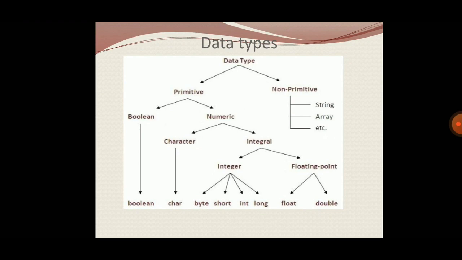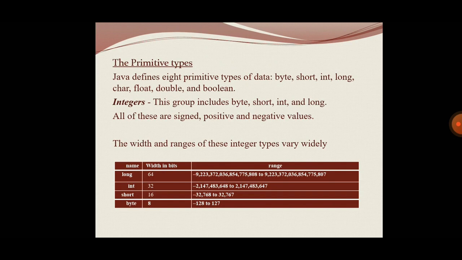So we are having different data types. Here we are having primitive and non-primitive. Under primitive we are having boolean and numeric. Under numeric we are having character and integral, and integral we are having integer and floating point. Under floating point we are having float and double, and under integer we are having byte, short, int, long. Non-primitive are the string, array and other non-primitive data types.